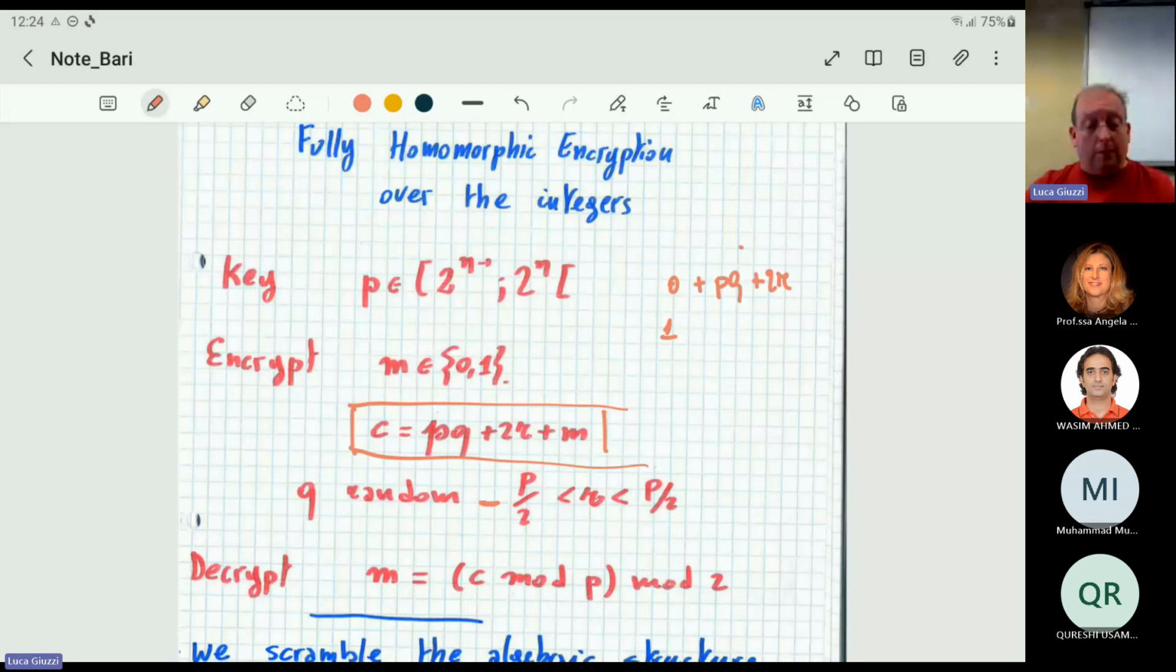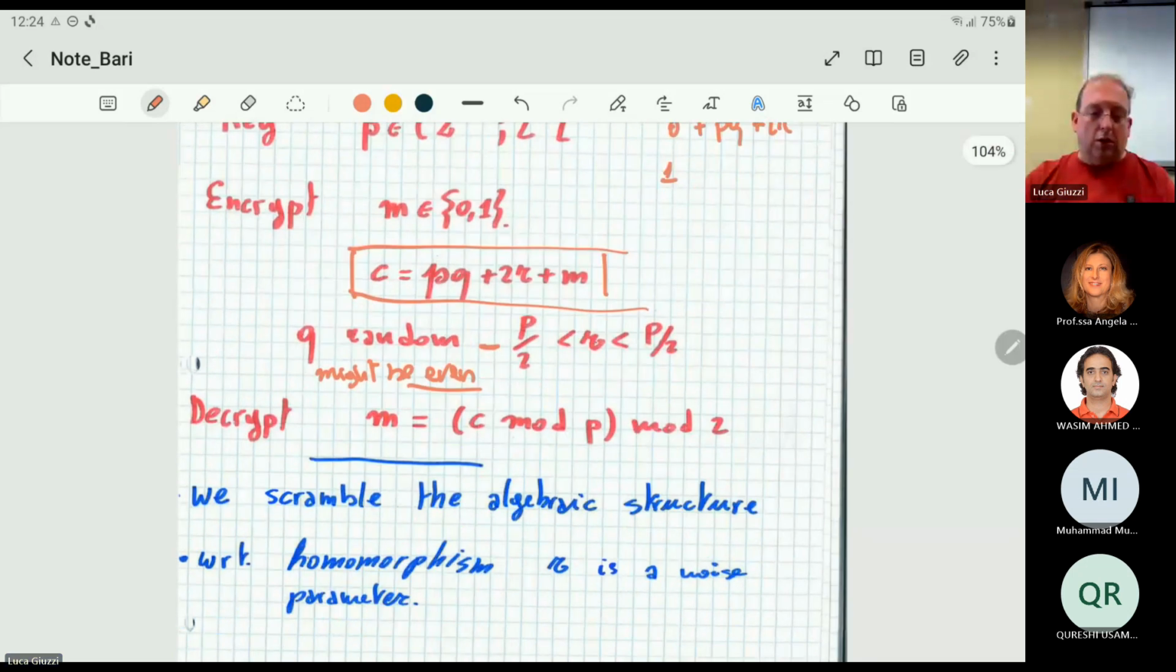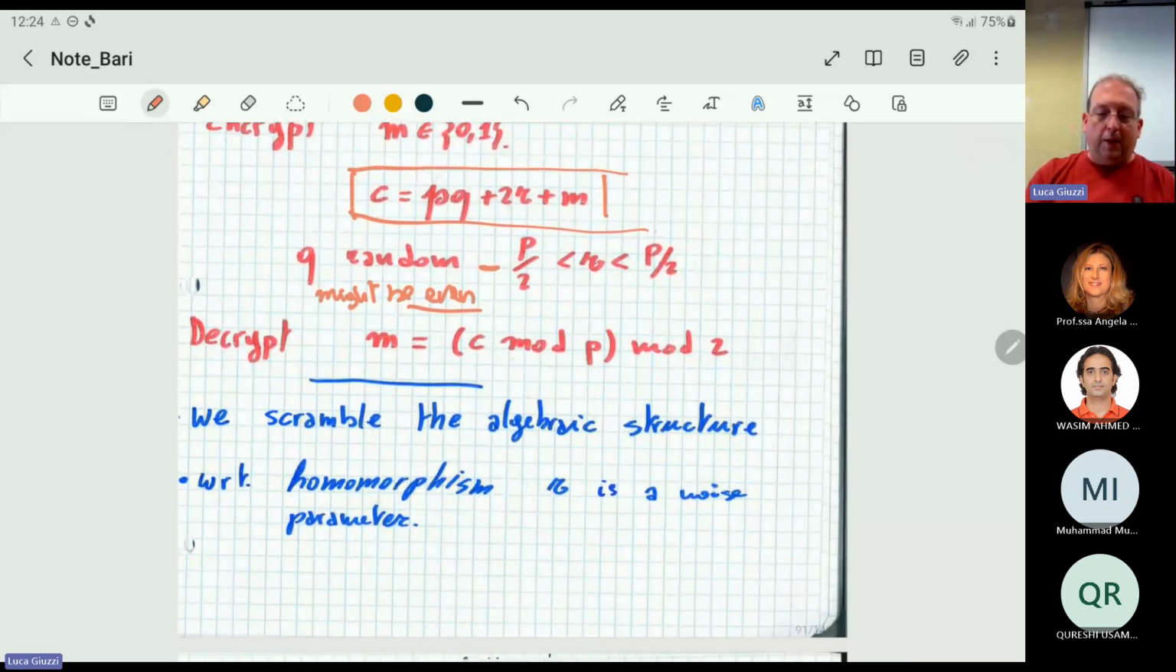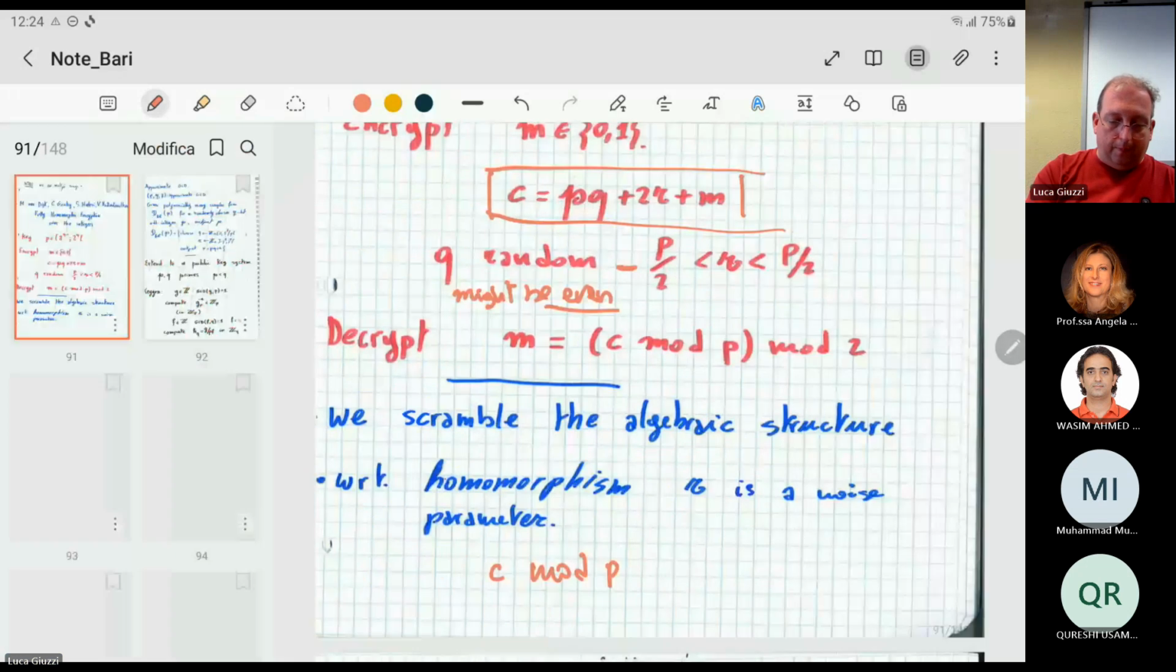We do not know. Because in this case, PQ is random, might be even. If we take Q to be prime, then we have a problem, because then the parity of C will be the same as the parity of M. P is just an integer in this range. So the encryption is this stuff. The decryption is C mod P mod 2. And let's see why.